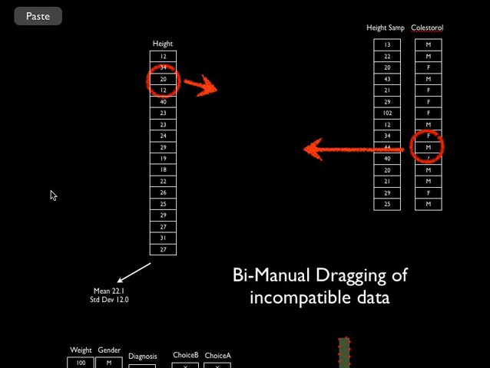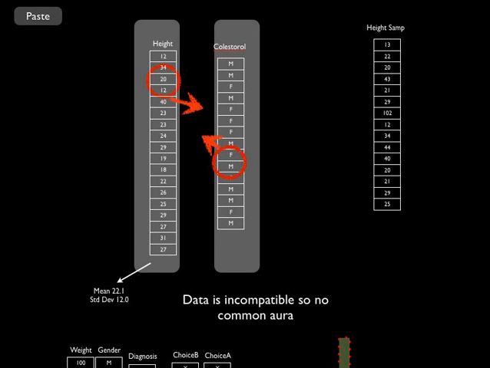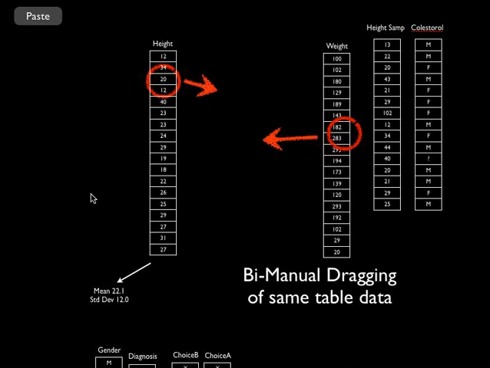Now let's try dragging something that's completely incompatible. So we're starting off with height, and we're dragging a category, male or female, towards it, and the categories are a different size from the original data, so there's no way this data can be related. Well, at that point the auras are incompatible, and it indicates this by keeping them spread apart and nothing appearing on them.